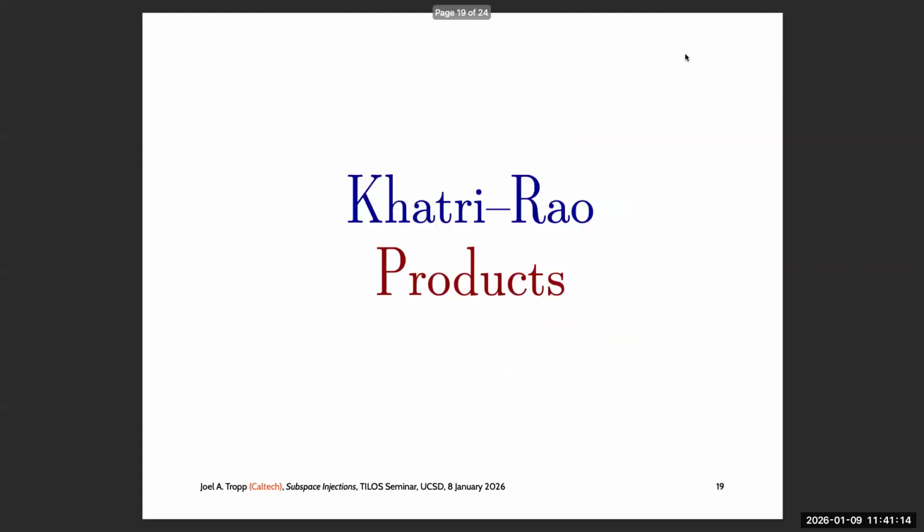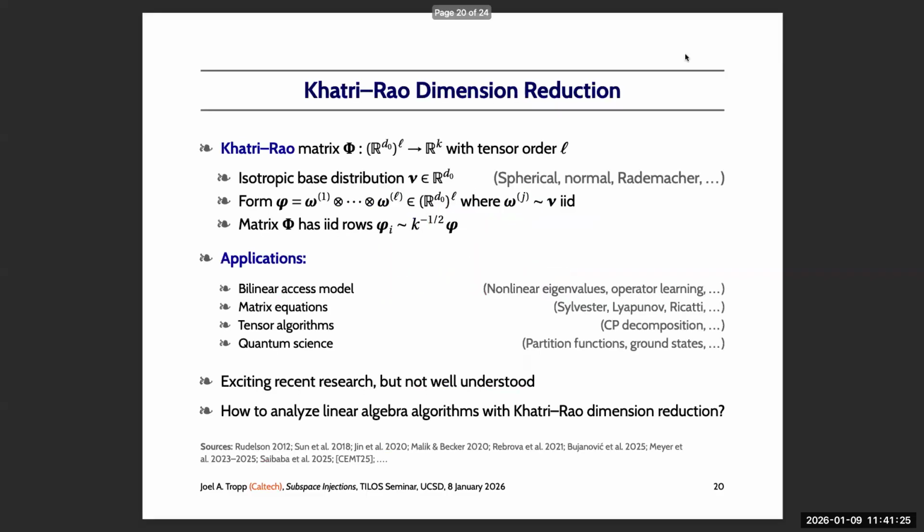Okay, so I'm going to talk about one more example where this methodology plays a role, and that is for tensor product dimension reduction. So I'm going to be pretty brief about this. So here is the setup. We're going to be interested in dimension reduction for things that are exponentially large.